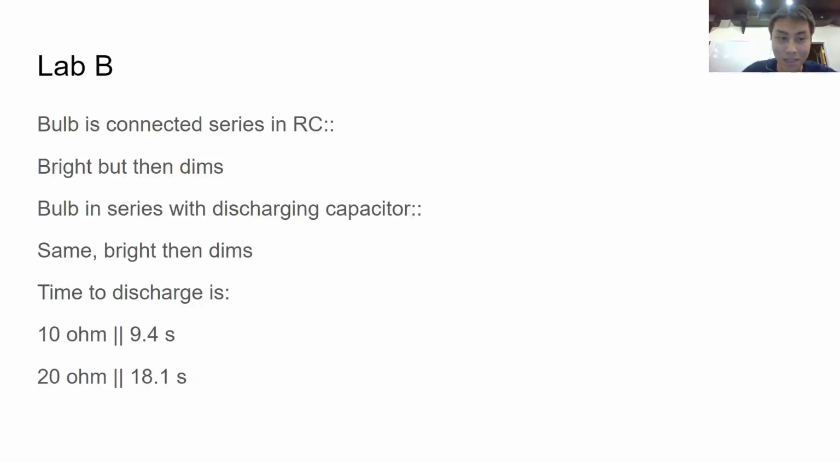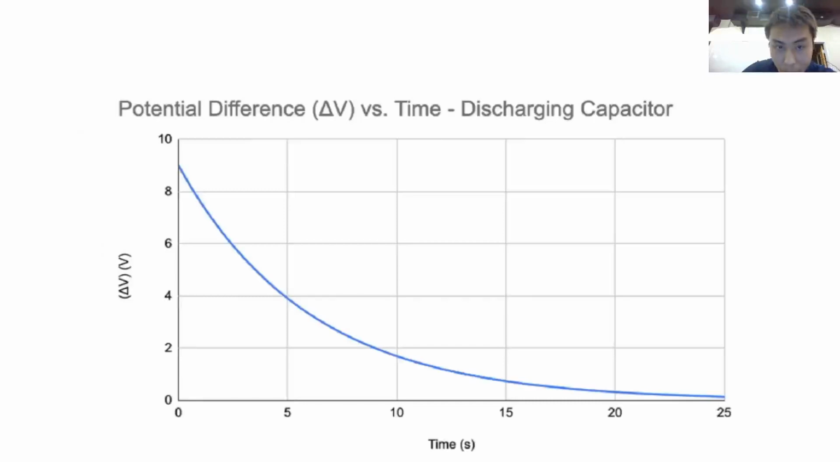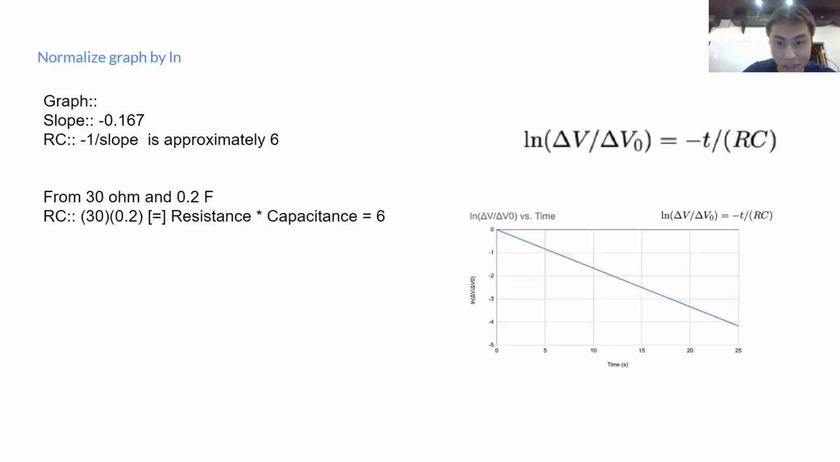Lab B. You have a bulb that's connected in series in RC, the bulb will be bright, but then it dims. And the same story is true for the discharging capacitor, where it will be bright and then dim. Time to discharge is, for 10 ohms, 9.4 seconds, and for 20 ohms, 18.1 seconds. Potential difference is given on this graph, and when you normalize it with the natural log, you get this pretty graph. The graph slope is negative 0.167. And RC is just negative 1 divided by that slope, which is approximately 6.